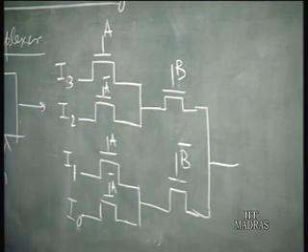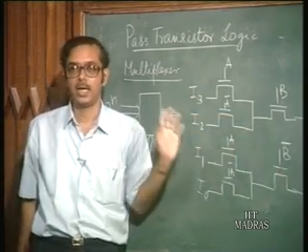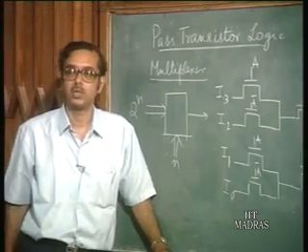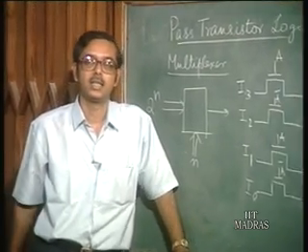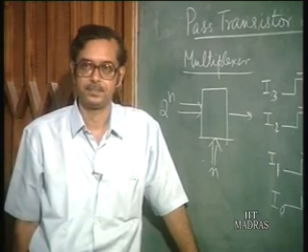So you see that depending on the 4 possible combinations of A and B, one of the inputs is connected to the output. And so you have a multiplexer using just 6 transistors like this. You would require many more transistors if you were to realize this using gates.